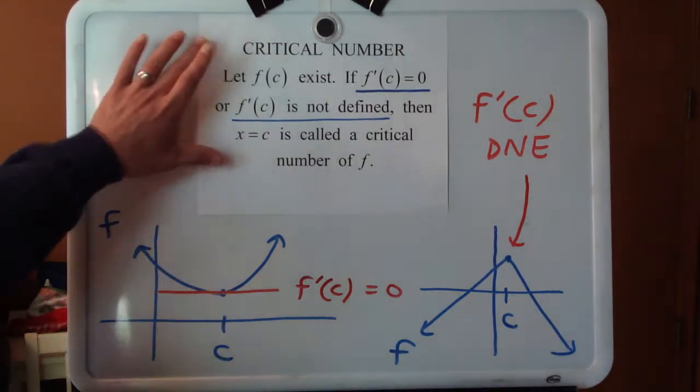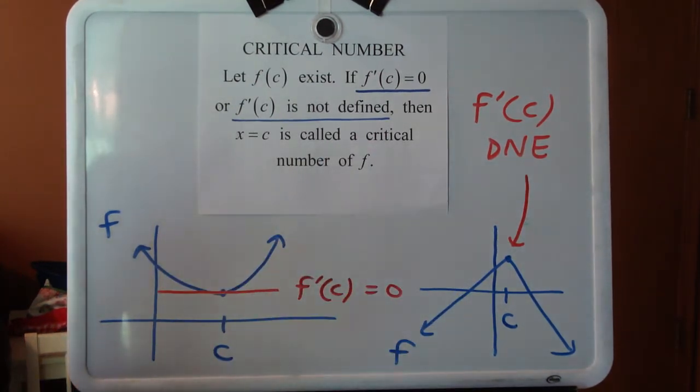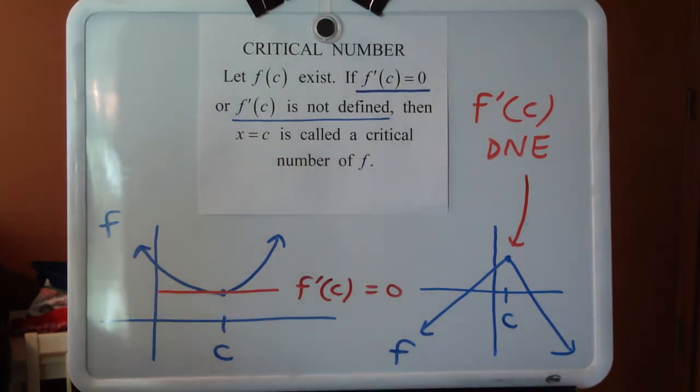Okay, so according to this definition, what it's saying is if either of these conditions occurs, then that means the number x equals c is one that you should examine. So it's an important number to look at. And you can probably see why we would call this a critical number. So in each of the diagrams you can tell that at the location x equals c, we're talking about an extreme value.